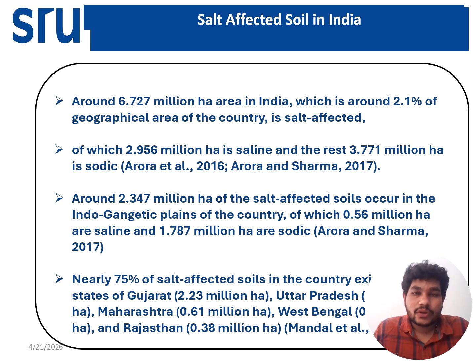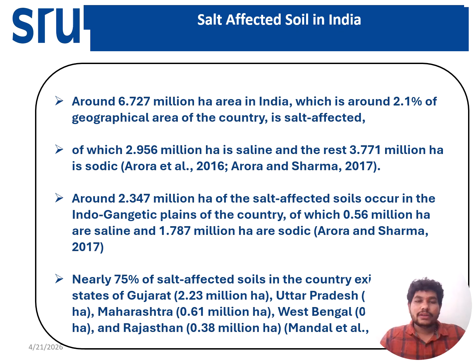So there are 7 million hectares of salt affected area in India, which is 2.5% of the geographical area of India. From that, 3 million hectares is saline soil and 4 million hectares is sodic soil. The highest salt affected area is found in the Indo-Gangetic Plain, nearly 2.34 million hectares. Out of that, 0.56 million hectares is saline soil and 1.787 million hectares is sodic soil.